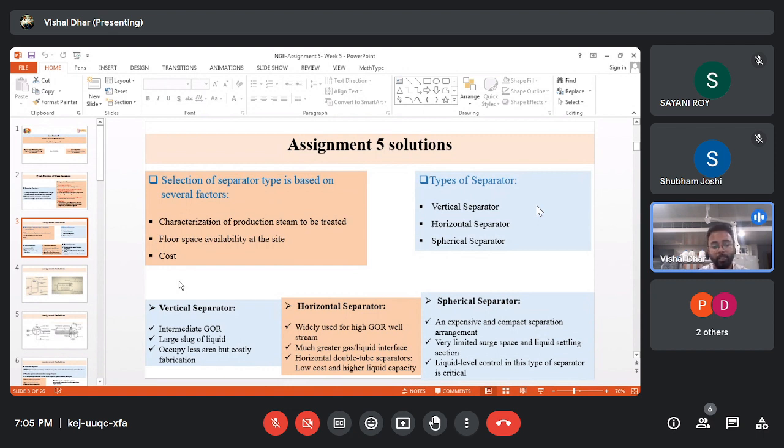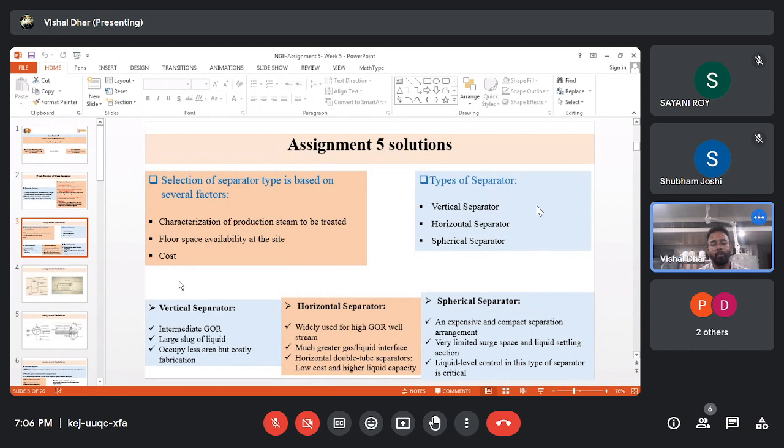Next are horizontal double tube separators, another type of horizontal separator. They are of low cost and have higher liquid capacity. Next is the spherical separator. It is an expensive and compact separation arrangement, with very limited surge space and liquid settling section. Liquid level control in this type of separator is critical. It is very critical to maintain the liquid level control in this type of separator.